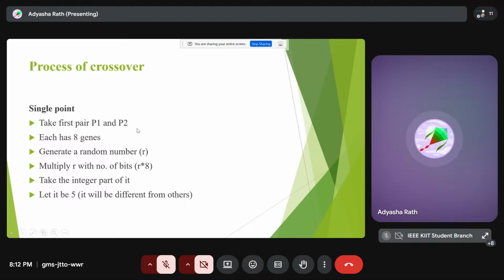Then the process of crossover: how to take a single point. I have taken a single point because I have only one variable, y equals sin x. So you take the first pair, P1 and P2, that is parent 1 and parent 2. Each has 8 genes. So you generate a random number, multiply it with 8, and take the integer part. Suppose it came as 5. I have taken 5, your answer will be some other, because the random number is different. If you execute 100 times, the random number will never be repeated.